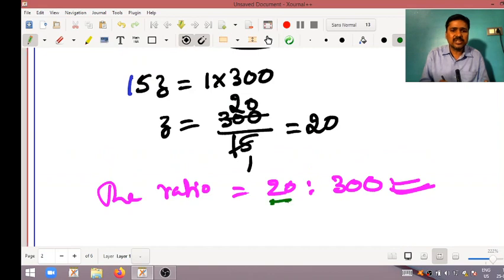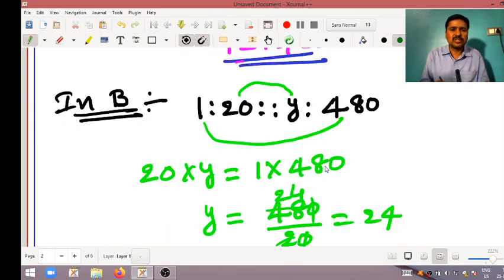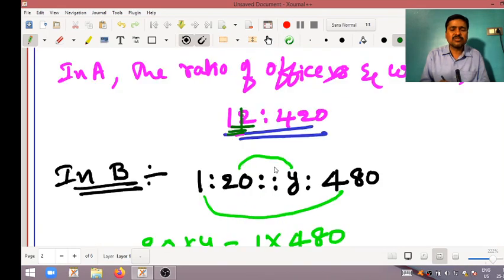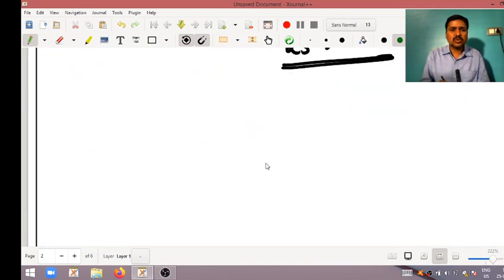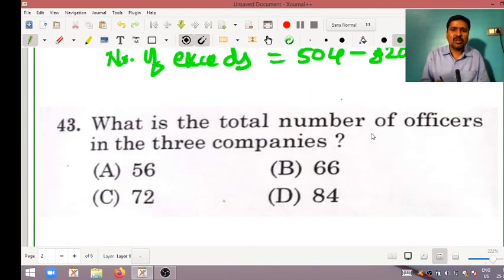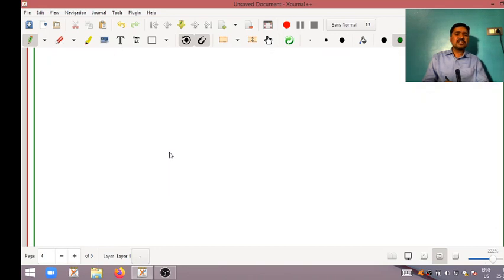Here officers in C 20, in B 24, 20 plus 24 is 44, plus in A 12, 44 plus 12 is 56. So total number of officers in all three companies is 56. So that's why option A is the correct answer.